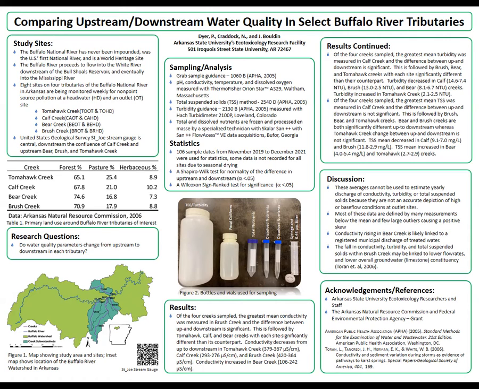So the 8 sites are on 4 tributaries, those being Tomahawk, Calf, Bear, and Brush Creeks, that feed the river in Searcy County, Arkansas. Each creek features an upstream, a headwater HD site, and a downstream, an outlet OT site. So my research is asking if the water quality parameters are meaningfully changing as the water flows through the sites and into the mainstream Buffalo.